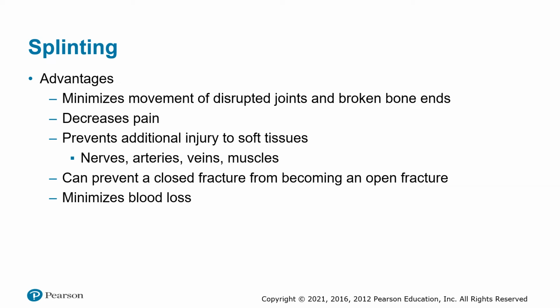Splinting does have its advantages. It minimizes the movement of the disrupted joints and broken bone ends. It decreases pain. It prevents additional injury to the soft tissues, the nerves, the arteries, the veins, the muscles. And it can also prevent a closed fracture from becoming an open fracture and minimizes blood loss.